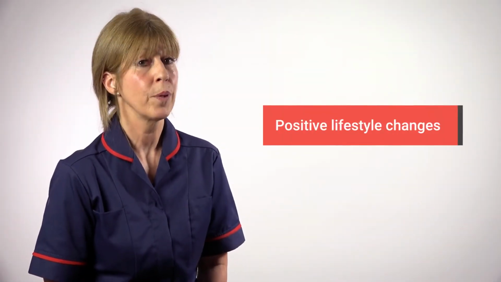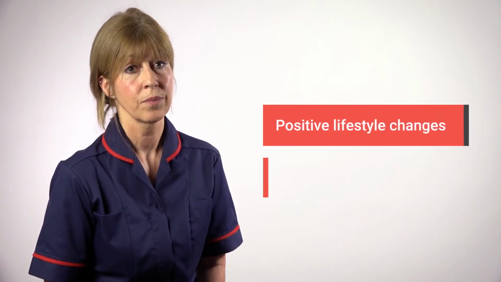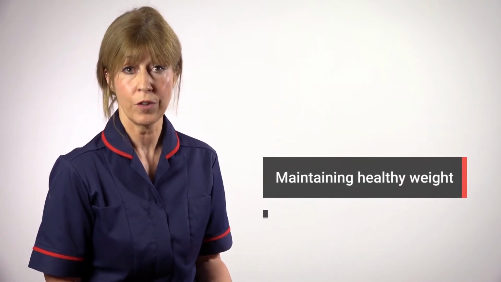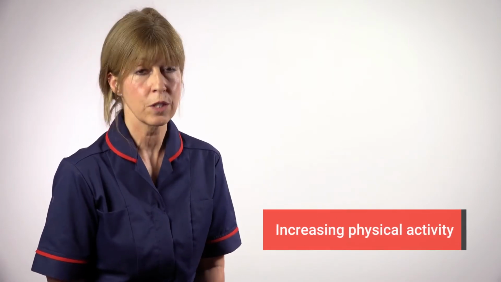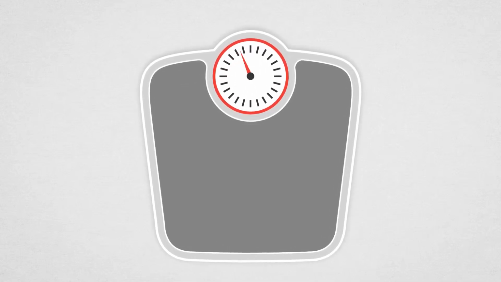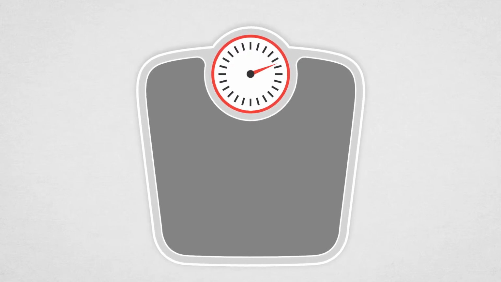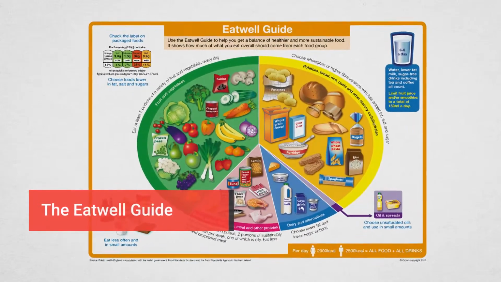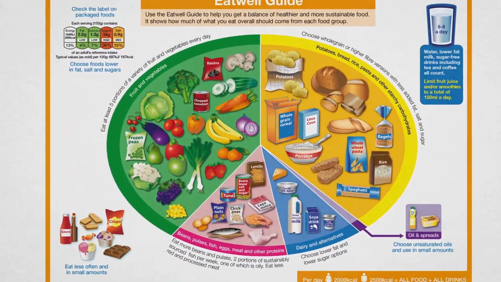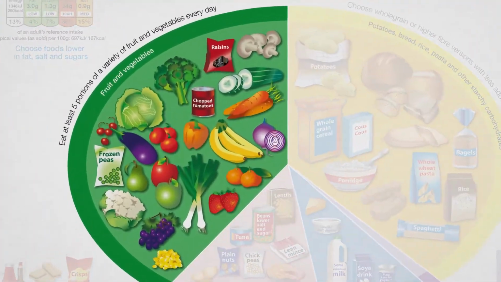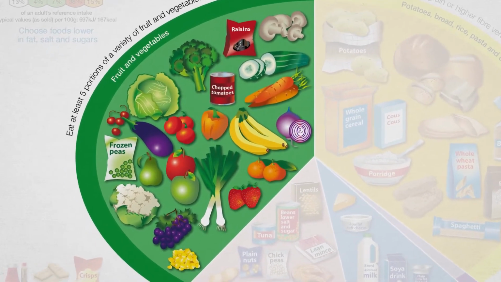A person can reduce their HbA1c by making positive lifestyle changes. These might be maintaining a healthy weight or stepping up physical activity. A high body weight or large waist measurement can increase your risk of developing type 2 diabetes. To maintain a healthy weight, refer to the Eat Well guide. This encourages you to eat at least 5 portions of fruit and vegetables every day, with a higher focus on vegetables.